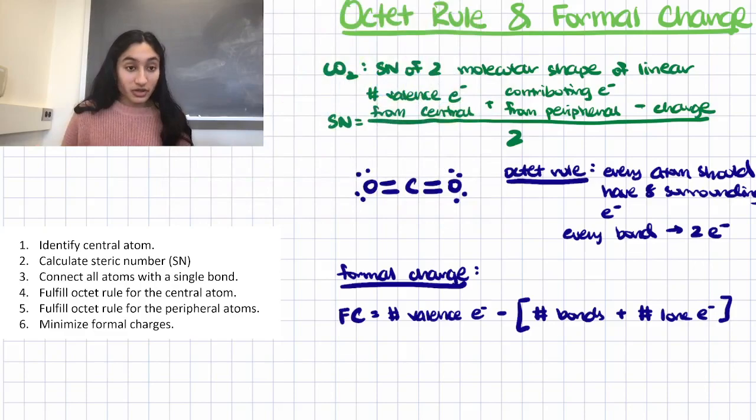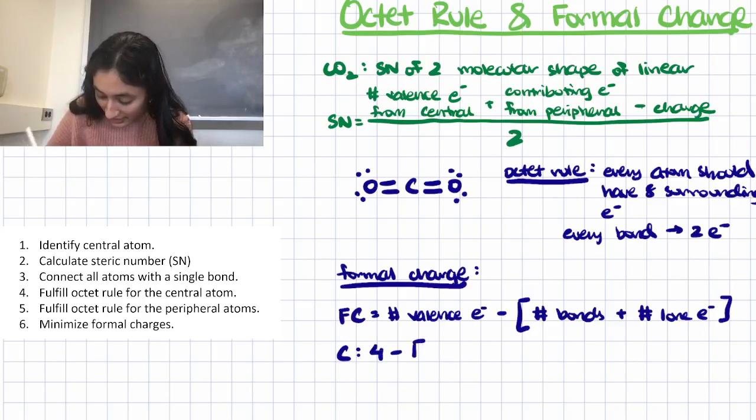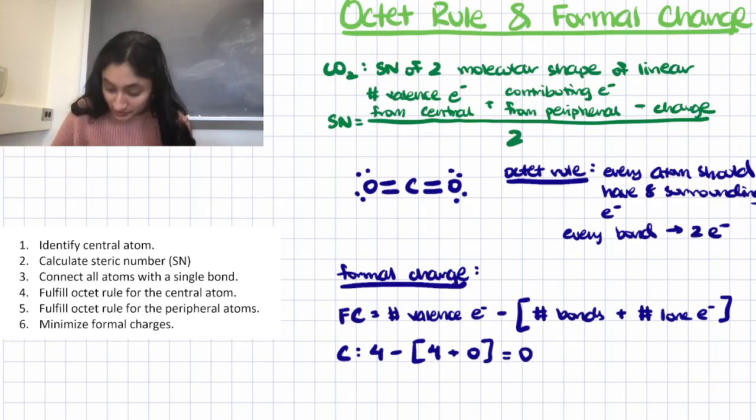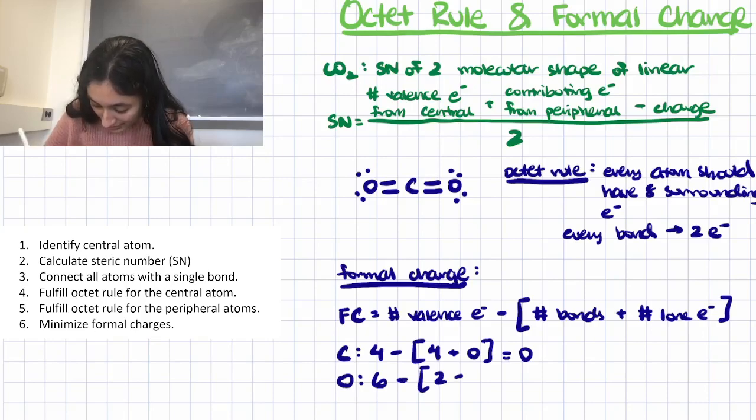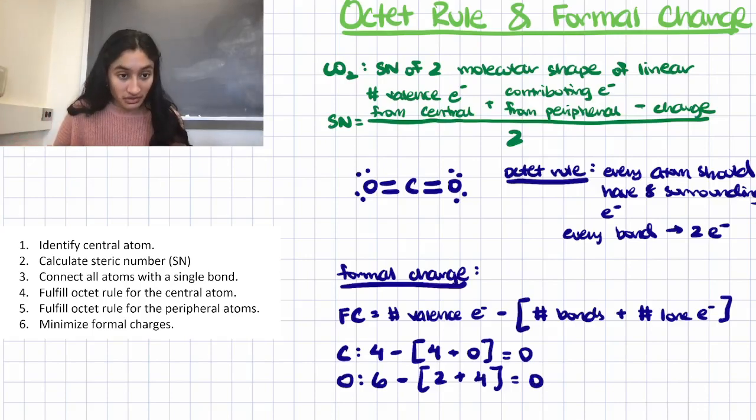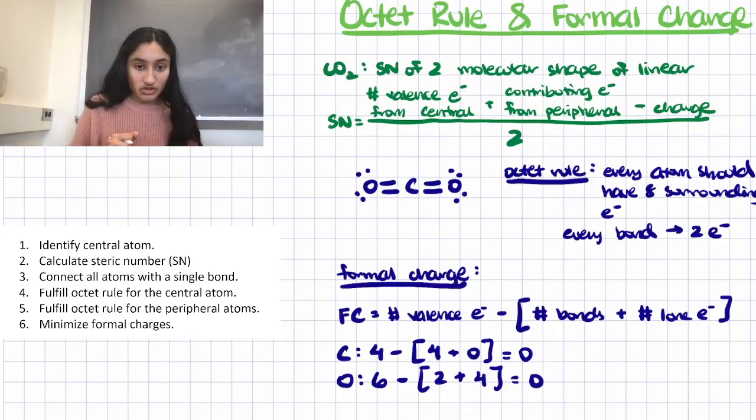So now let's calculate the formal charge for the carbon in the structure. So for carbon, it started with 4 valence electrons. It has made 4 bonds, and it has 0 lone electrons. So its formal charge is 0. And then the 2 oxygens are equivalent. They have the same number of bonds and the same number of lone electrons. So they will both have the same formal charge. They start with 6 valence electrons. They each have 2 bonds and 4 lone electrons because they have 2 lone electron pairs. So their formal charge is also 0. So we've minimized formal charges in this structure.